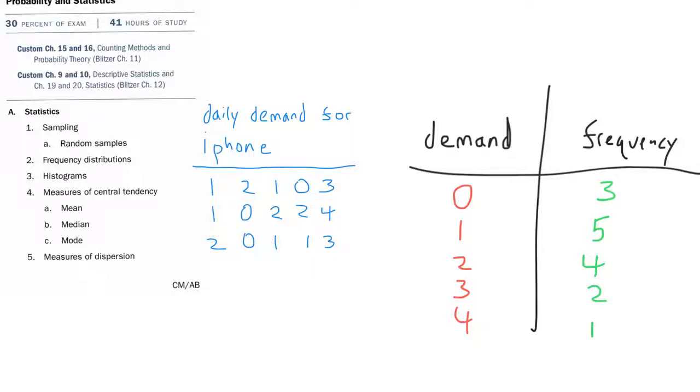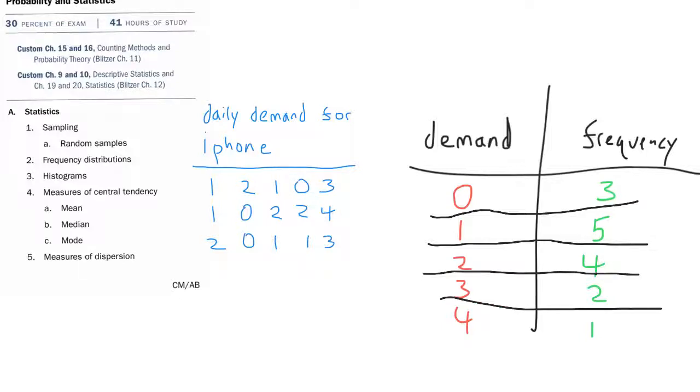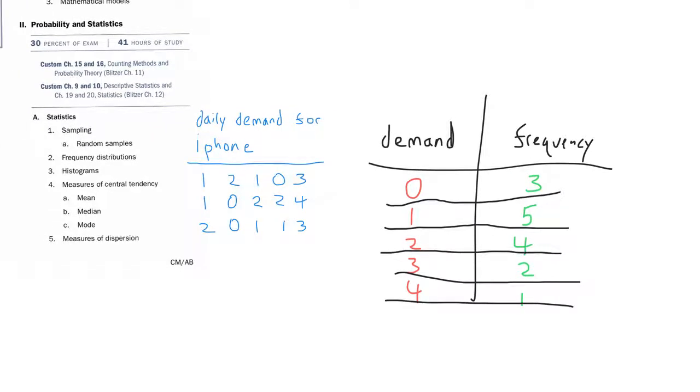We would discover that it's 1. And maybe to make this a little more organized, we could do something like that. But this is a beautiful frequency distribution that really shows what just happened over here. Clearly we could see that the most popular demand is for one iPhone. There were literally 5 days where people demanded one iPhone, so that's the most common scenario.